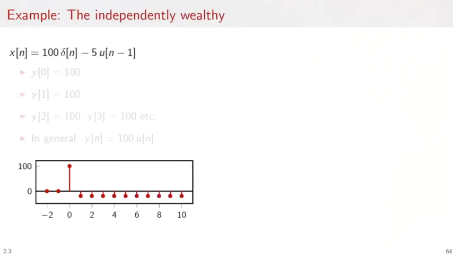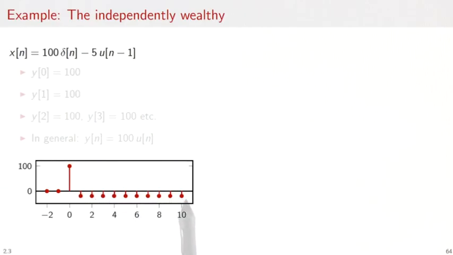Let's look at the third example, the independently wealthy person. So x[n] is obtained the following way. You put 100 at time 0, and then you take the interest out every year.